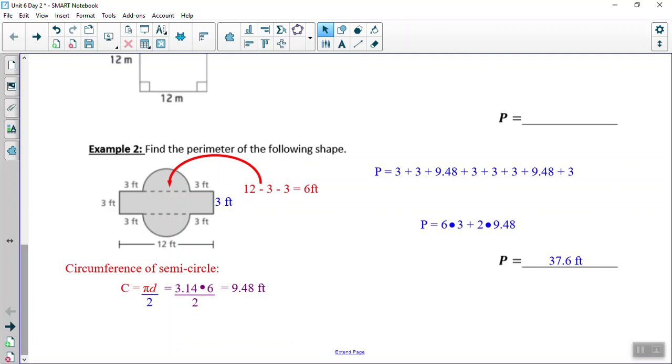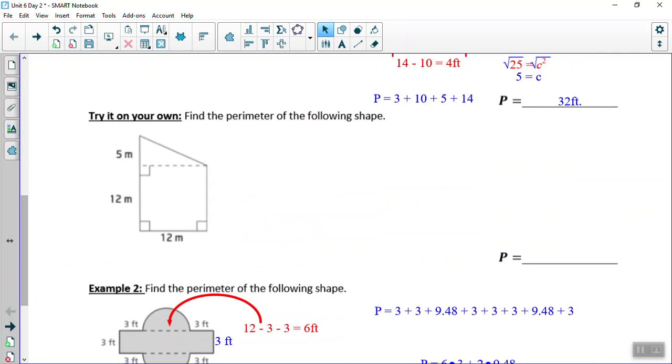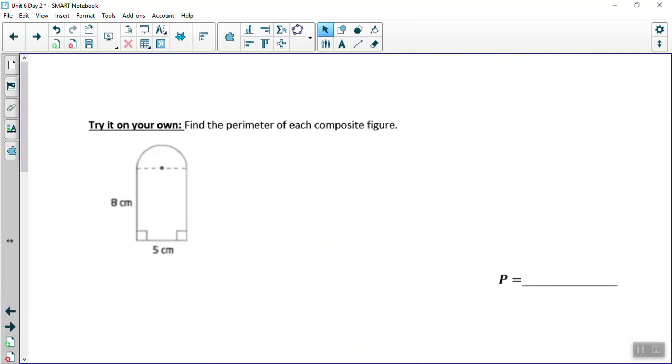That is it for our examples. You have this try-on-your-own problem, and then this try-on-your-own problem. Go ahead, do the best that you can with them, and I will see you in class next time.